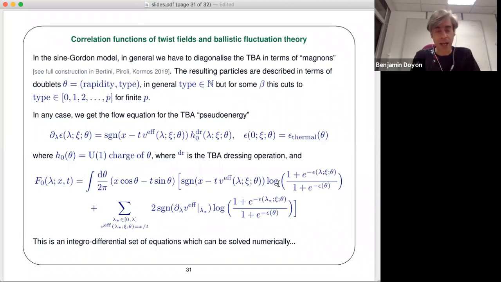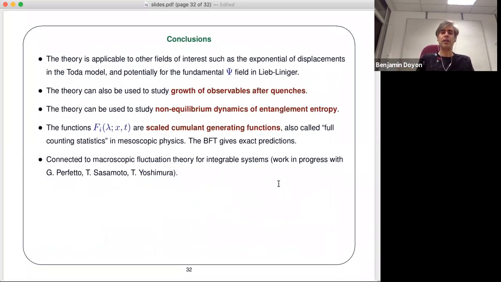So that's all I wanted to say. Conclusion: the theory is in principle applicable to other fields, such as the exponential of the displacements in the Toda model. So any field that is non-compact. When you have a crystal, you break the translation symmetry, which is non-compact, and the separation between points might be varying quite a lot.